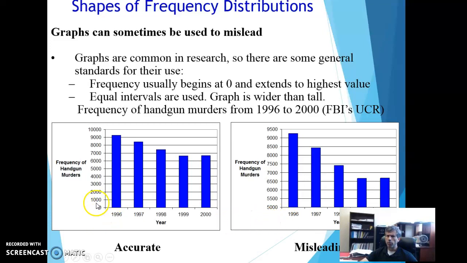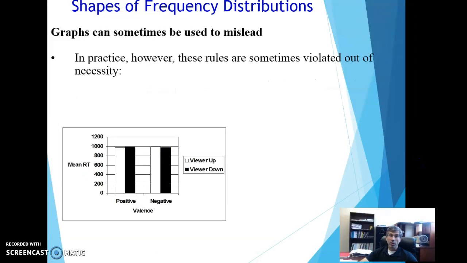This one starts from a frequency of 0 and moves up in equal intervals, and this one starts at 5,000. It's basically cutting the top half off of this graph. The effect, it makes the decrease look more dramatic than it actually is. By zooming in, trends will seem exaggerated. They will seem more serious than they actually are. Once in a while in psychology, we'll violate those rules out of necessity.